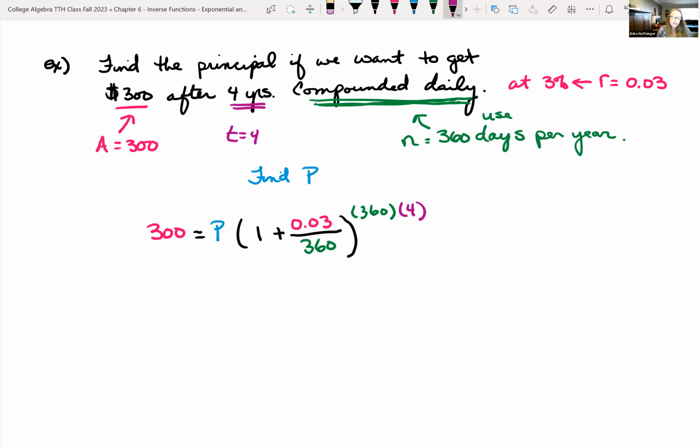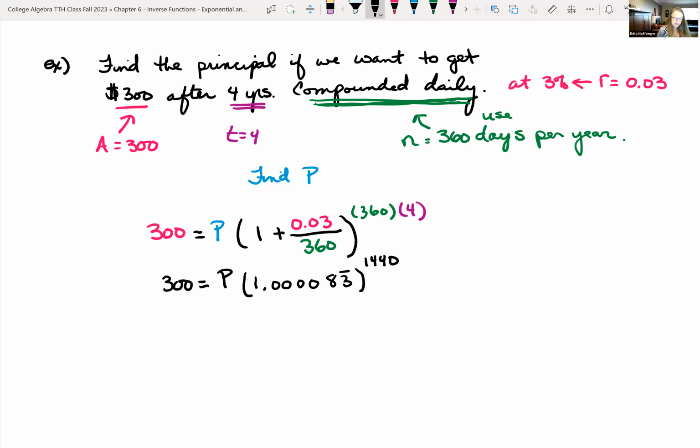So let's simplify. With these, a lot of times you don't want to round until the very end. So we have here 300 is equal to our principal, which we're trying to find, P, all times 1 plus 0.03 divided by 360. I'm not going to really round in my calculator, but I'm going to put it in here for you. That is 1.0000083 with a bar over it, raised to the 4 times 360 is going to give us back 1,440.